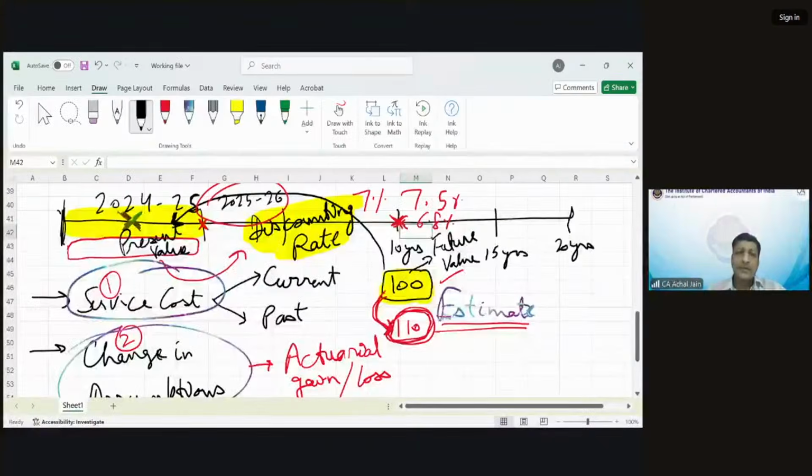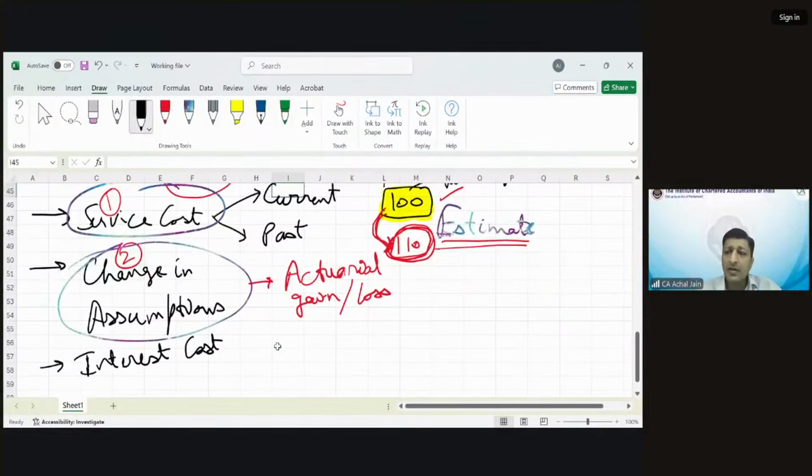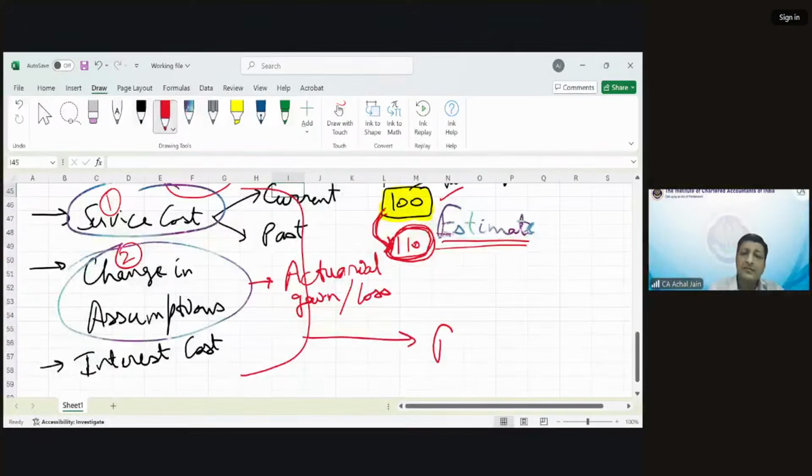Now, around these components that we discussed, whether it is about current service cost, past service cost, change in assumptions, which is nothing but the actuarial gain or loss, or the interest cost, which will arise year on year. Where do they go? They will all go to P&L straight away. Do you defer them? No, you don't defer them. They will always go to P&L straight away.